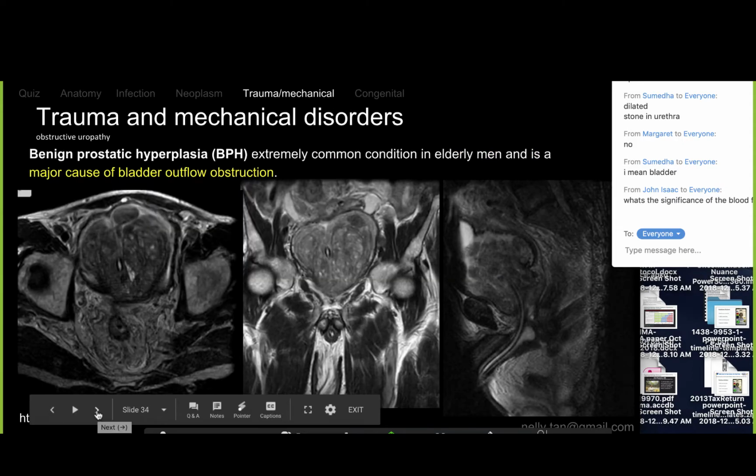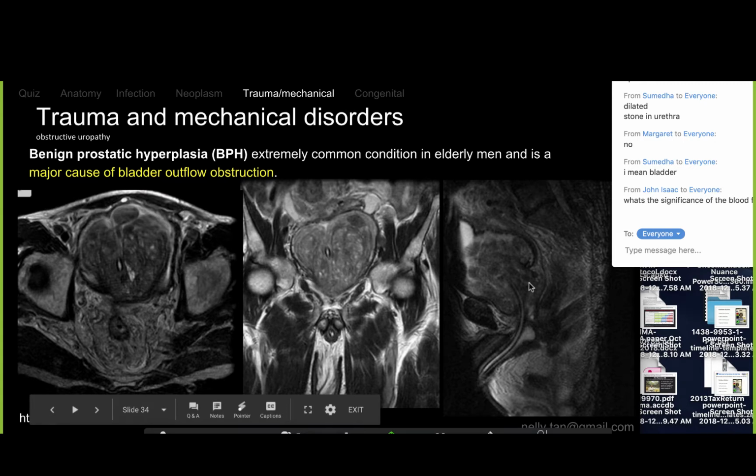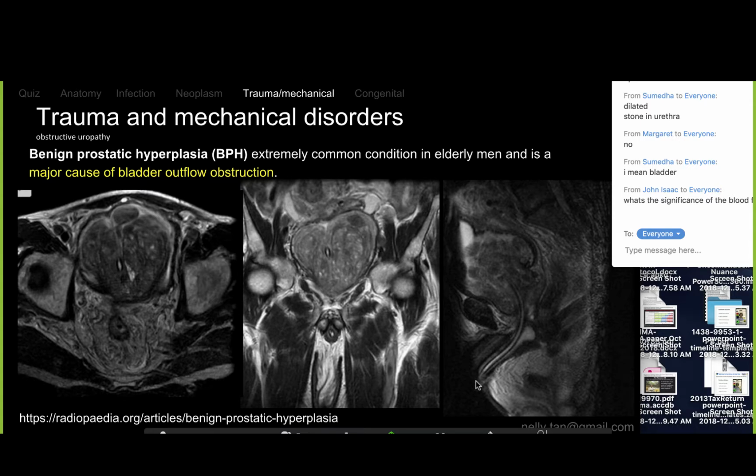Trauma, mechanical. Okay, so more mechanical stuff. Here is an example of a pelvic MRI in a man. We have axial, frontal, sagittal. Here we see the Foley catheter. And what do you think about this MRI? Normal looking MRI, abnormal? And why is the Foley there? Prostate looks big. Yeah, exactly.